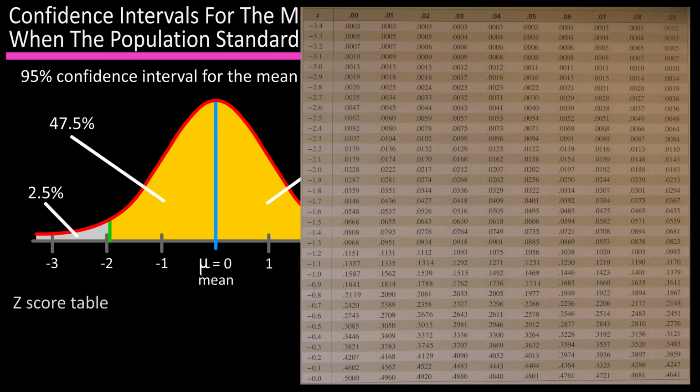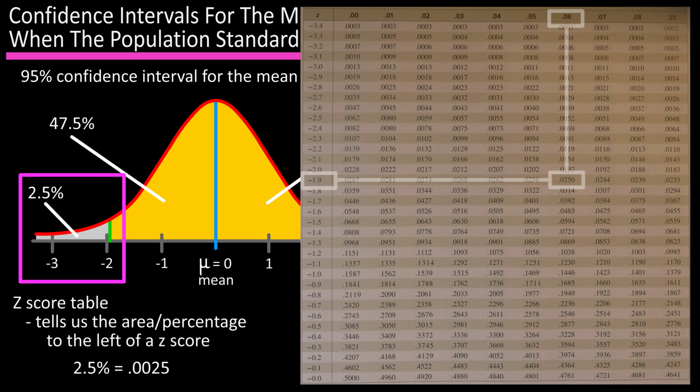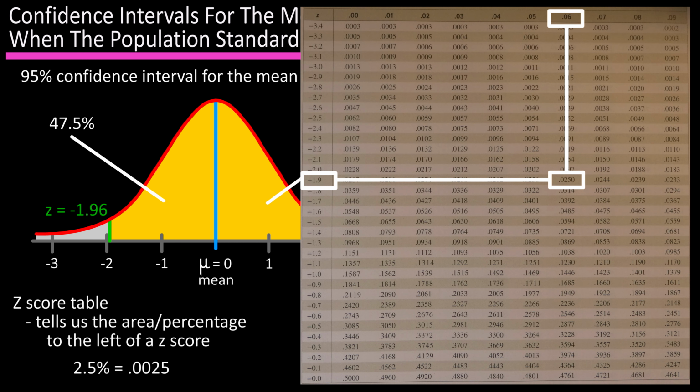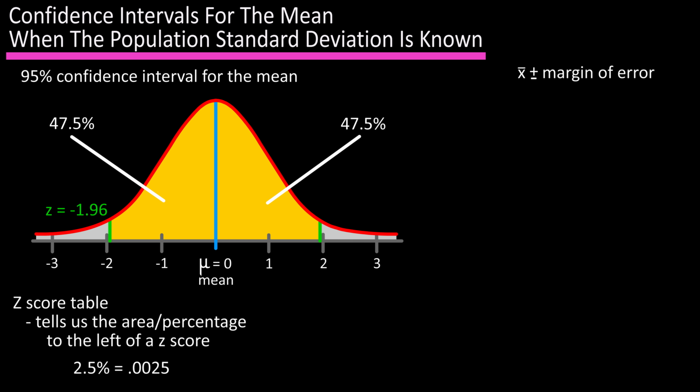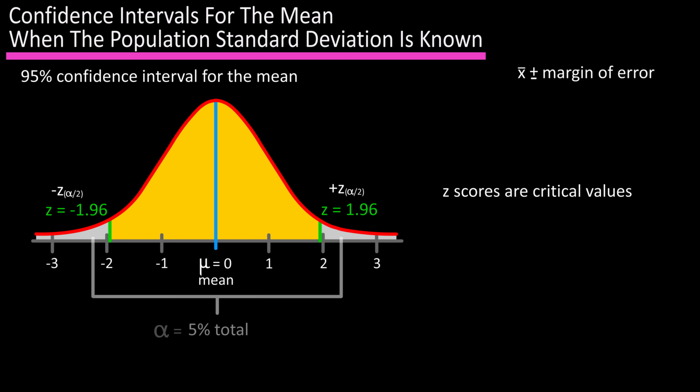A z-score table tells us the total area to the left of a particular z-score. So we need to find the z-score for 2.5%, the area to the far left. In the z-score table, that value is negative 1.96, as you see here. Since we know the standard normal curve is symmetrical about the mean, we know the other line will have a z-score of positive 1.96. These z-scores are critical values, and we can label these as negative z alpha over 2 and positive z alpha over 2, where alpha is equal to the total area in both tails of the curve.